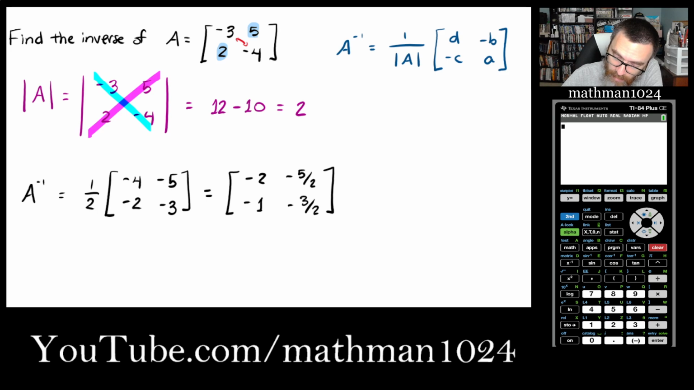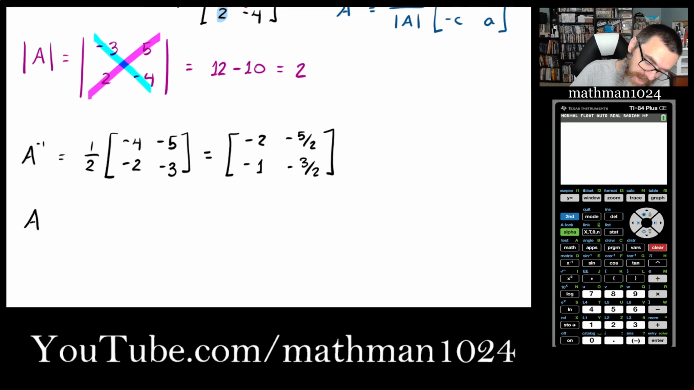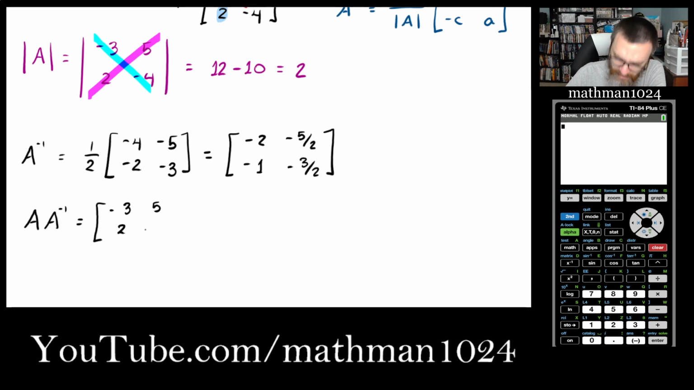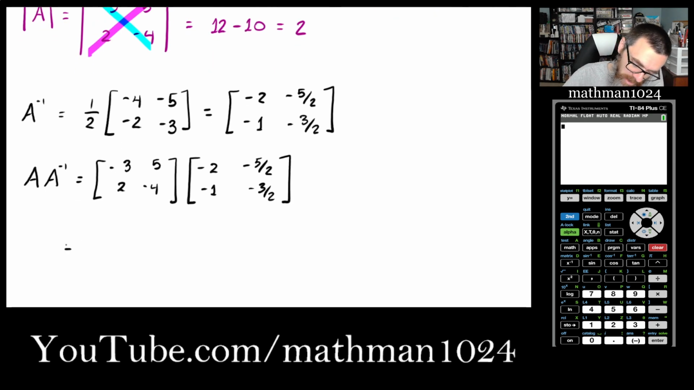So what we can do is double check this. If I do matrix A times the inverse, I should end up with the identity matrix. So matrix A, -3, 5, 2, and -4, times my purported inverse of -2, -5/2, -1, and -3/2. All right, let's see how this works out.